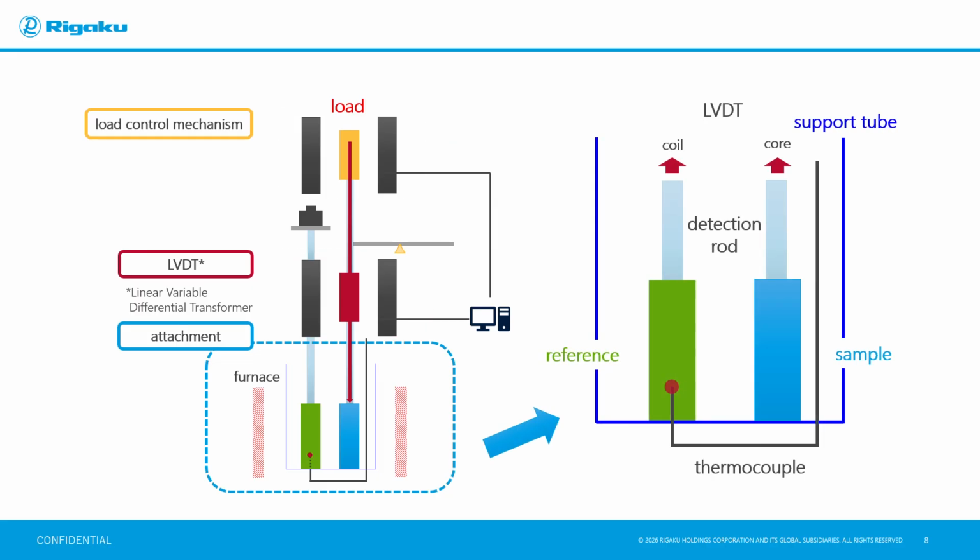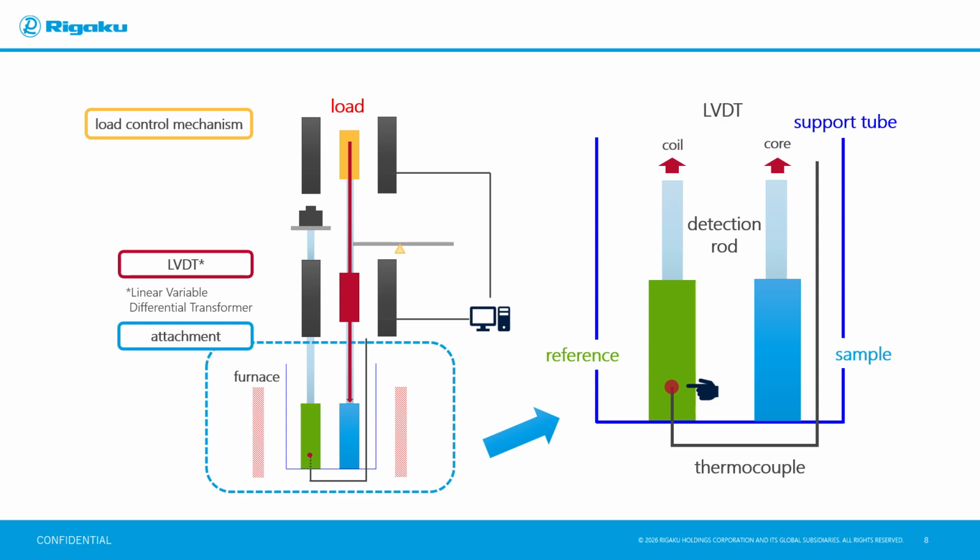Next, let's look at the attachment in detail. In differential expansion TMA measurements, the sample and reference material are placed on the support tube of the attachment. The tips of the detection rods are brought into contact with the top of each sample. The opposite ends of the detection rods are connected to the differential transformer, the sample side to the core, and the reference side to the coil. During measurement, the support tube is enclosed by a furnace to heat and cool both the sample and reference. And the sample temperature is measured by a thermocouple installed inside the support tube.